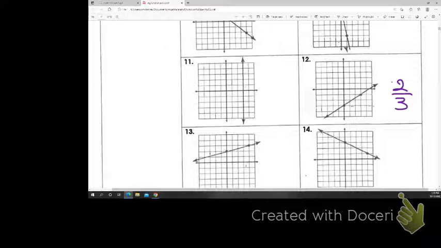And 13, up 1, over 4, 1/4. So when you're counting, don't count where you start, you're counting how many jumps you have to make. So like up 1, over 4 boxes. And then 14, if we use the 2 points they gave us, we have -2/4, and then yes, that would reduce to -1/2.